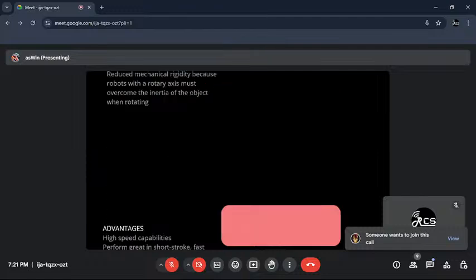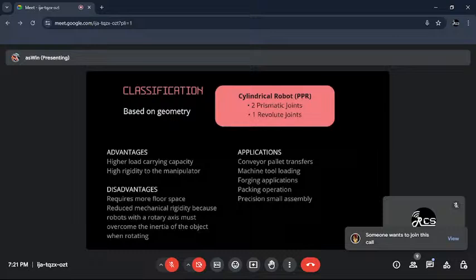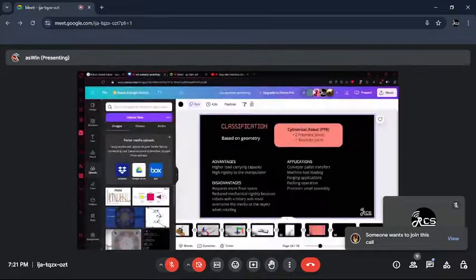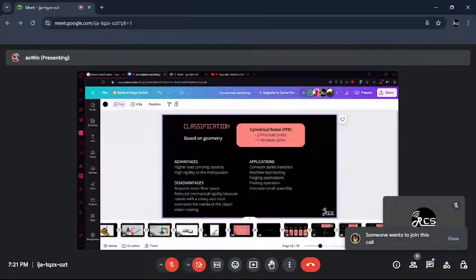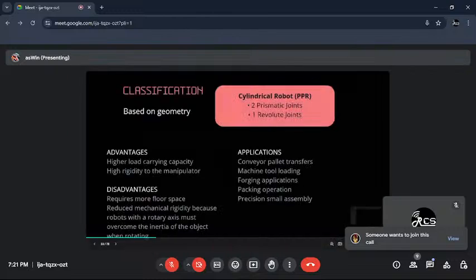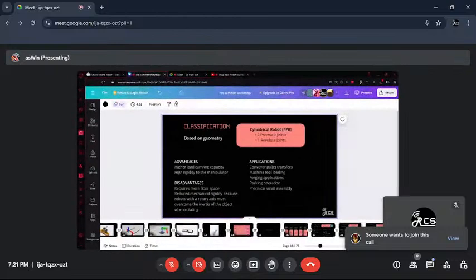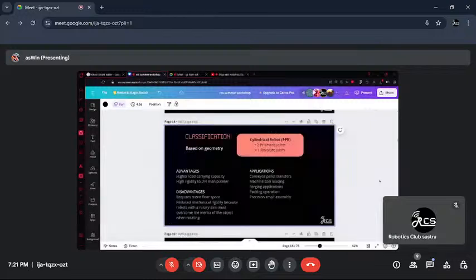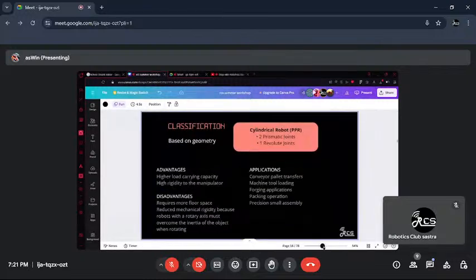So the advantages are... Okay, Ashwin, one minute. Can you remove the full screen mode? Can you zoom a bit and go with this itself? Because if we zoom out... okay, go with this itself.